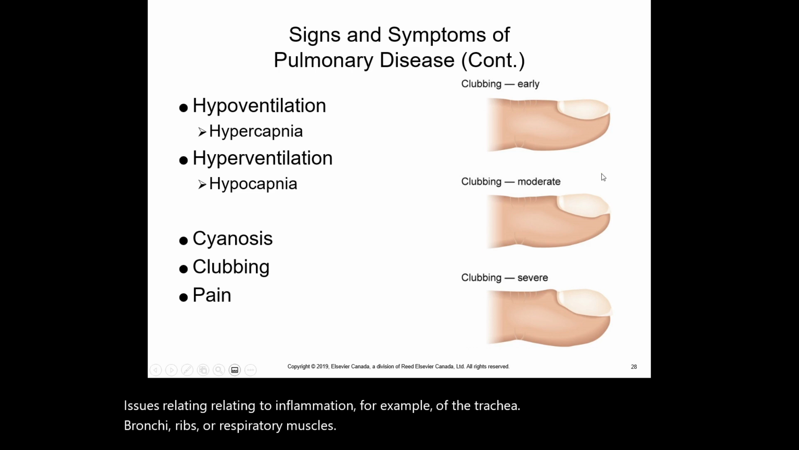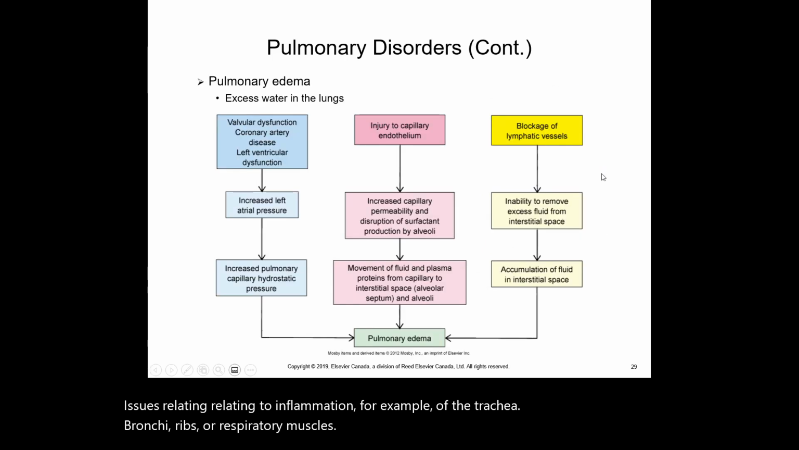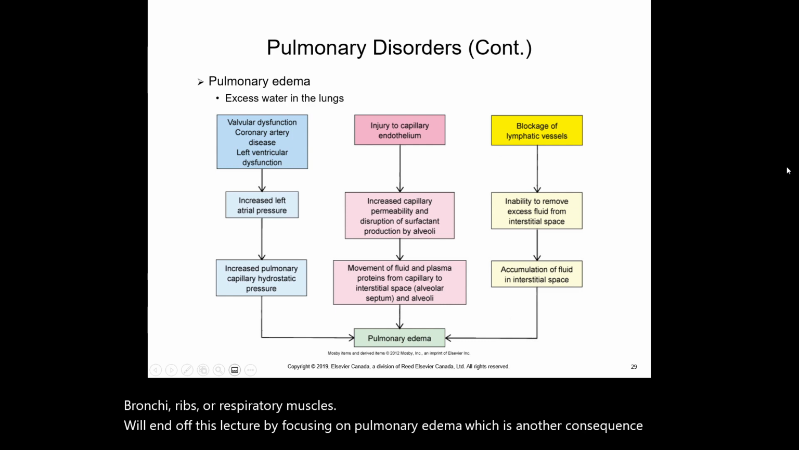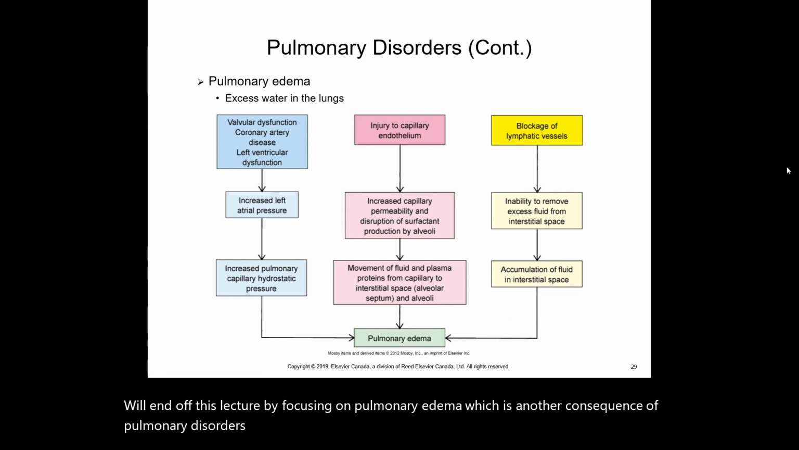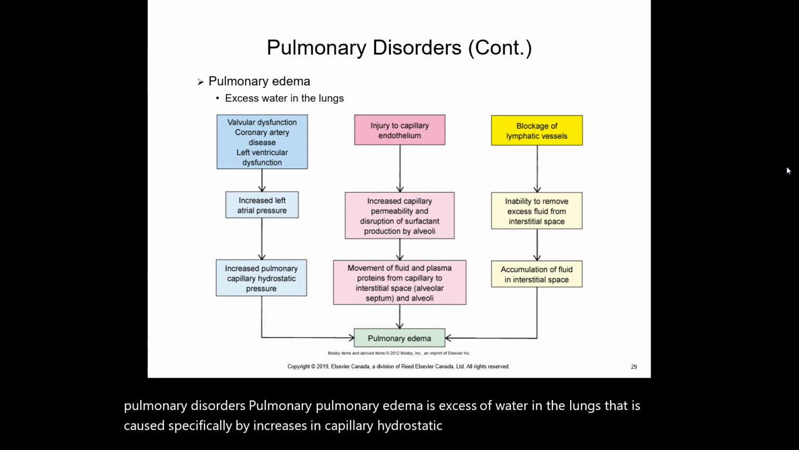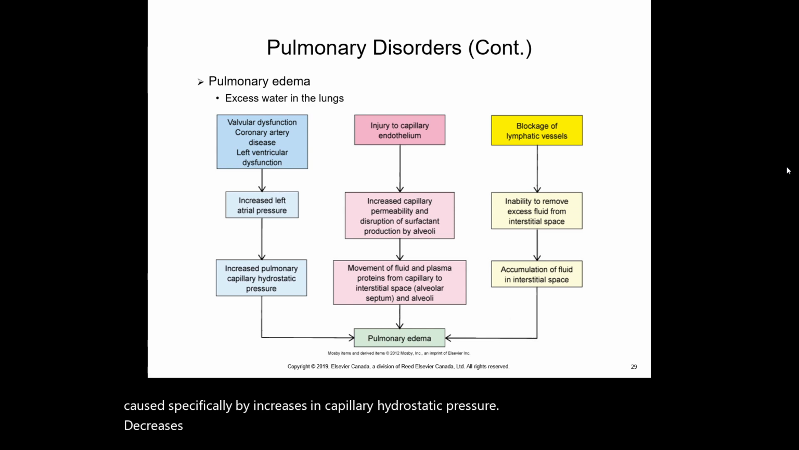We'll end off this lecture by focusing on pulmonary edema, which is another consequence of pulmonary disorders. Pulmonary edema is excessive water in the lungs that is caused specifically by increases in capillary hydrostatic pressure, decreases in capillary oncotic pressure, or increases in capillary permeability.